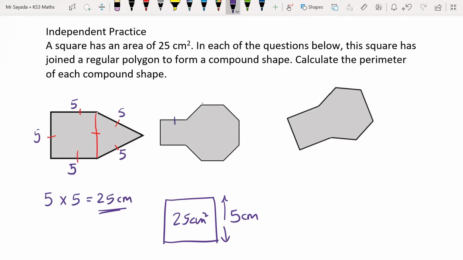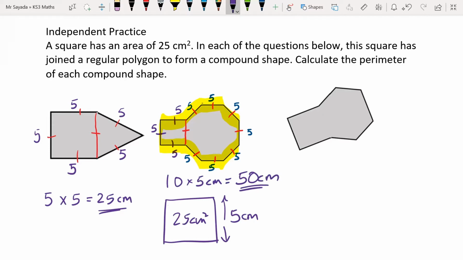The next one, that's 5, and that's 5. Then I've got this octagon over here. And again, because of this shared side here, all of these are the same length as well. So that's 5, and that's 5, and that's 5, and that's 5, and that's 5, and that's 5, and that's 5. So altogether, I've got, let's count this carefully, 1, 2, 3, 4, 5, 6, 7, 8, 9, 10. So altogether, I've got 10 sides, each of length 5 centimeters. 10 times 5, 50 centimeters.